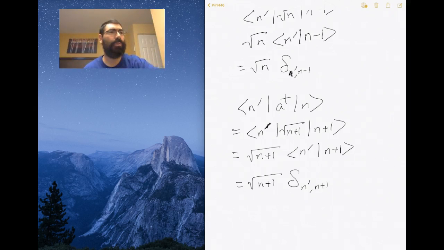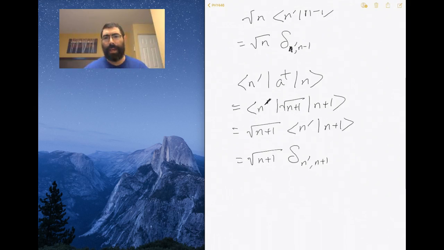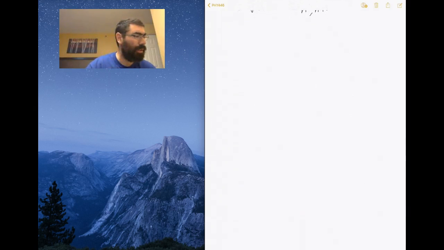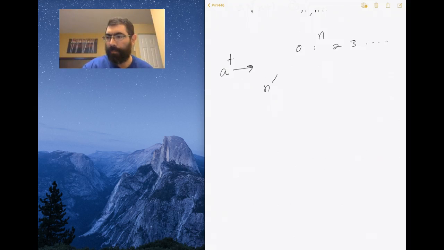So why is this useful? Well, if you think about it, we can write this down as a kind of map. We could write it down as almost a matrix, where if I'm raising up a state, so a dagger, I write down the states n that I'm starting with, and the states n prime that I'm going to end with. Those states are 0, 1, 2, 3, and so on. So I can now write this as a grid.